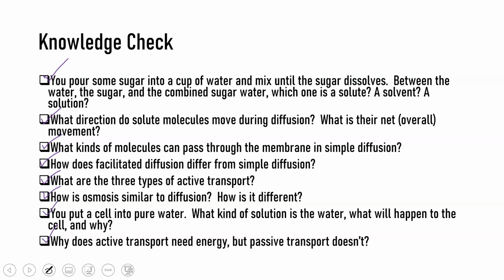If you feel solid on these, great, you can move on. If not, go back and watch the video, or come prepared with questions for your live learning session. That is it for osmosis and diffusion.